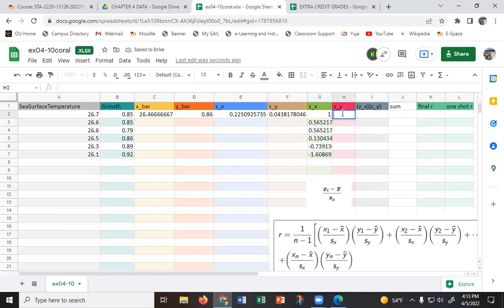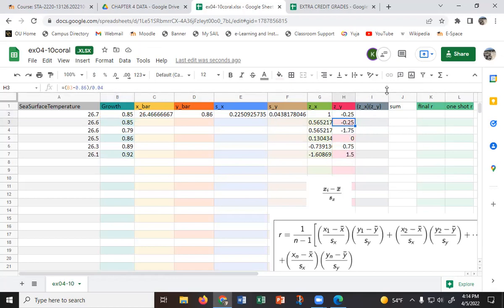Same thing over here, equal your first data point of the Y column, which is this one. And put the parenthesis there. Minus Y bar is 0.86. Type it down. Don't click on the cell. Divided by SY is 0.04. There you go. That's your standardized values.